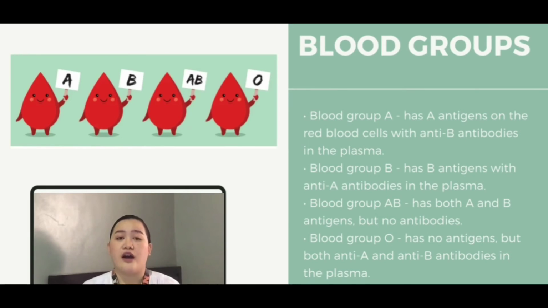First, we have here the human blood group. We have the different blood groups: blood group A, B, AB, and O. Blood group A has A antigens on the red blood cells with anti-B antibodies in the plasma, while blood group B has B antigens with anti-A antibodies in the plasma. Blood group AB has both A and B antigens but no antibodies. And blood group O has no antigens but both anti-A and anti-B antibodies in the plasma.